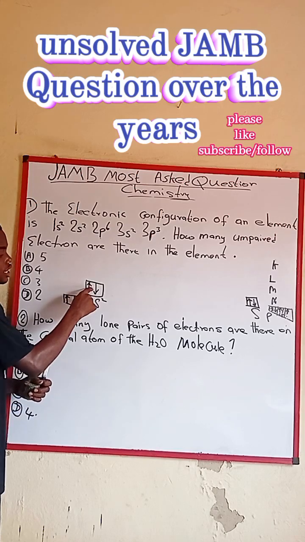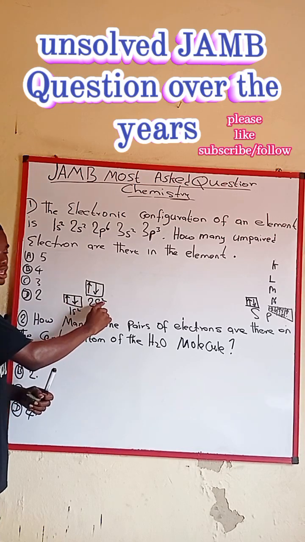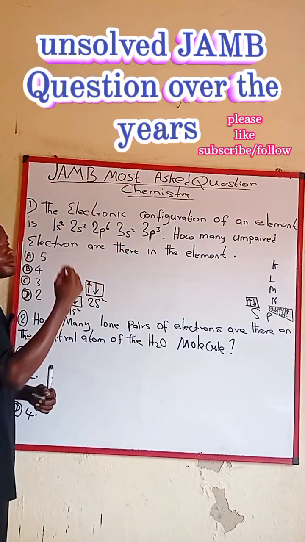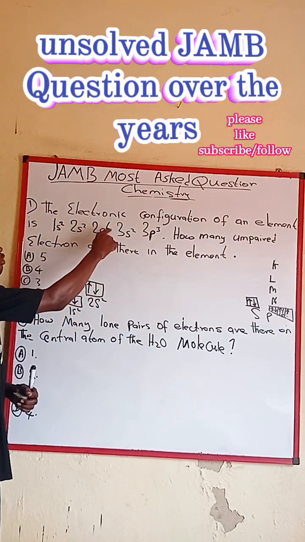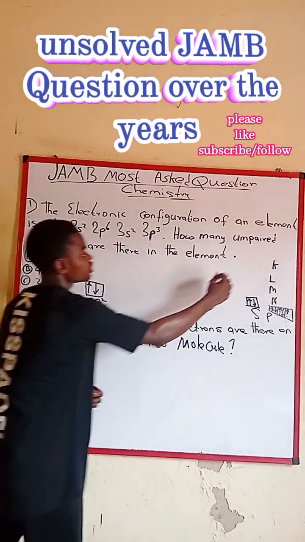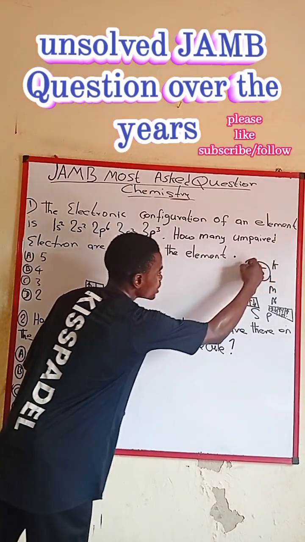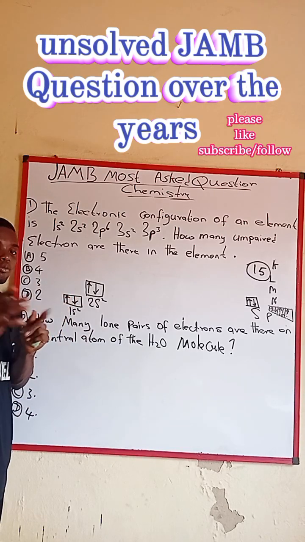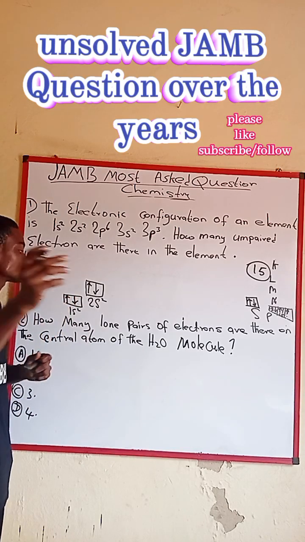These two here I'm putting here are from what? The two over here. It means that this configuration, the element that has it, has how many electrons? 2 plus 2, 4 plus 6, 10 plus this 12 plus this 15. 15 electrons is what I'm going to arrange as a pair or unpaired electron based on what? Pauli's exclusion principle of electron spin.